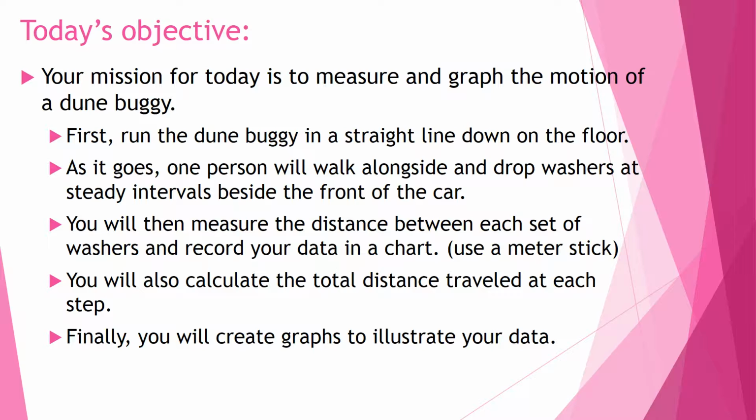The first thing we're going to do is run it in a straight line down the floor or along the tables. As it goes, one person will walk alongside the car and put washers down to mark the location of the car at uniform intervals. The uniform intervals will be provided by somebody clapping or snapping or making some sort of regular sound that we can follow. They're then going to measure the distance with a meter stick and calculate the total distance traveled at each point in time along the route.